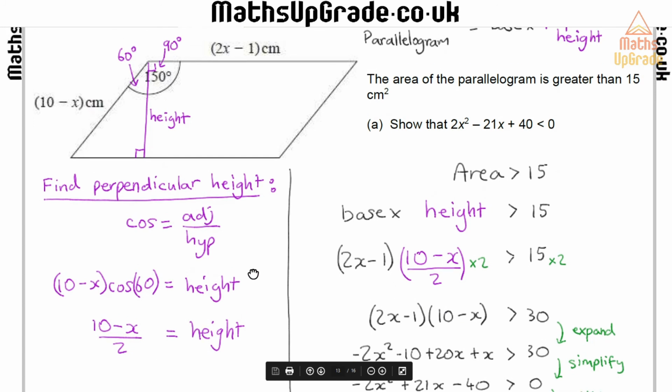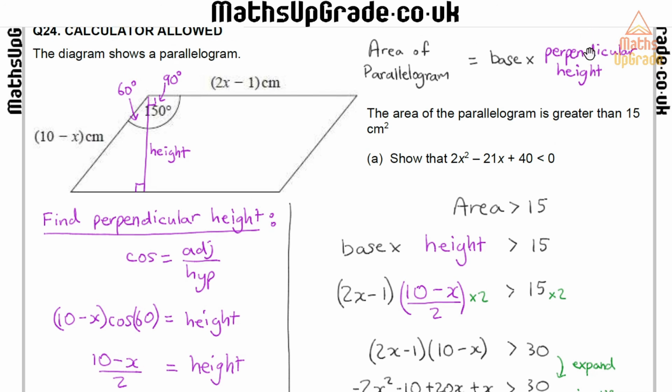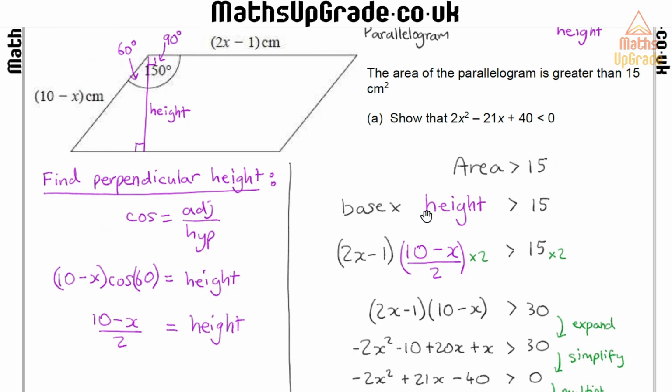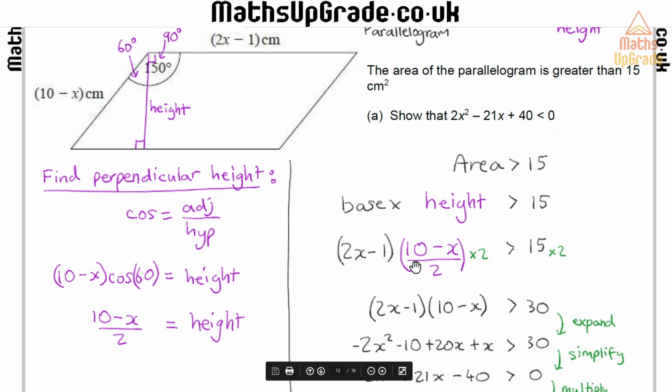What I'm going to do now is use the fact that the area of the parallelogram is greater than 15. So the area is greater than 15, and the area of the parallelogram is given by the base times the perpendicular height. So the base is 2x minus 1, which is the same as this side here, because the opposite sides are equal. The height is 10 minus x all divided by 2. So that's my inequality here.